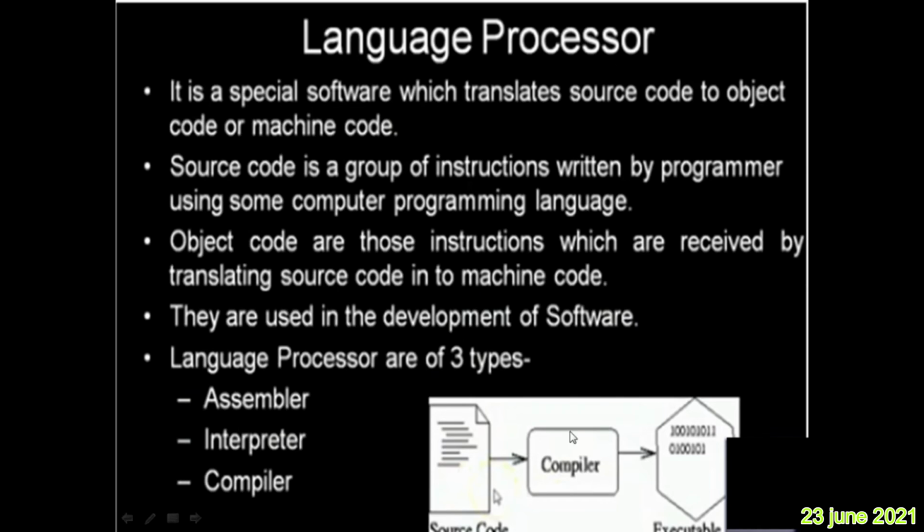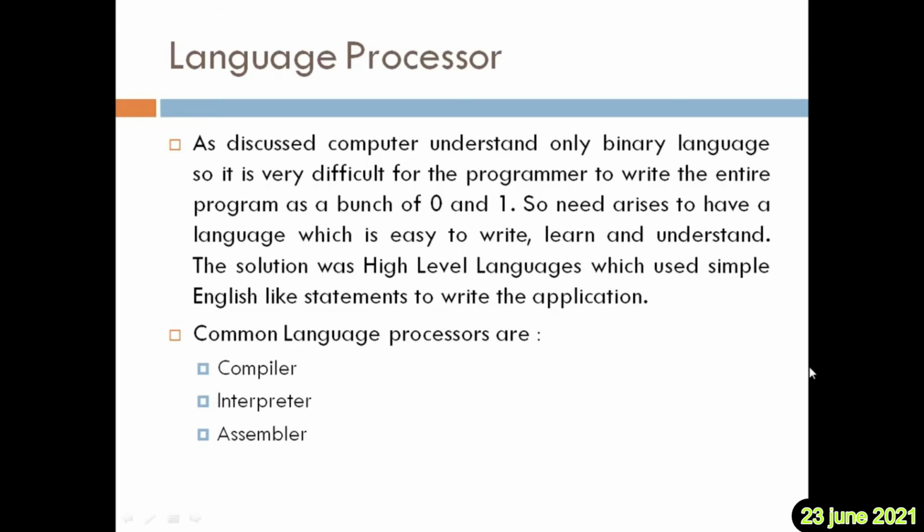You can see here the compiler is an example of a translator as a language processor. Source code is written in high level languages, such as English-like language, whereas object code is in a series of zeros and ones, which is in executable form. As discussed, the computer understands only binary language, so it is very difficult for the programmer to write the entire program as a bunch of zeros and ones. So the need arose for a language which is easy to write, learn and understand. The solution was high level languages, which use simple English-like statements to write the application.